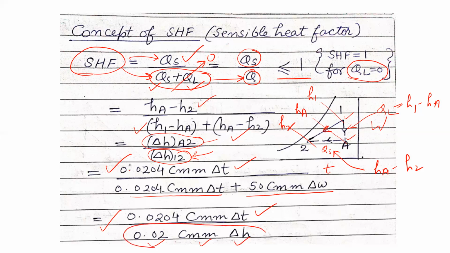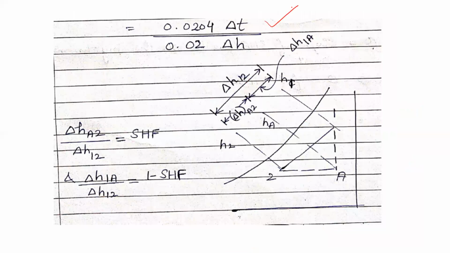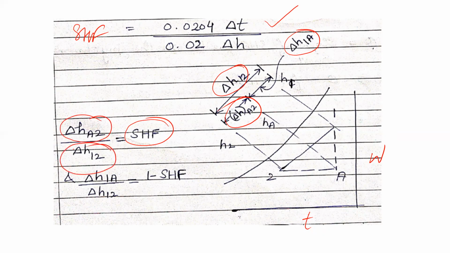This is the value of the total heat removed, and it can be written as MA into delta H. And when we put the value of MA, it comes out to be 0.02 into cmm. Once again, this value is written here. This is the value of the sensible heat factor. And here on the psychrometric chart, you can see we have shown the contribution of the total heat. This is the contribution of the latent heat, and this is the contribution of the sensible heat. So sensible heat factor is given by delta H A to 2 divided by total heat, which is equal to delta H 1 to 2.